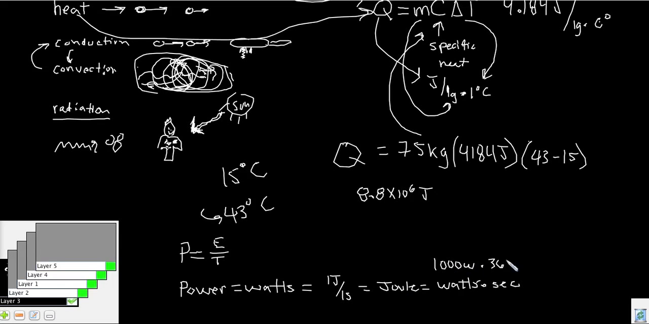So how many joules is that going to equal? Well, all we're going to have to do is multiply these out. So we're going to end up with 3.6 times 10 to the 6 joules. So 3.6 times 10 to the 6 joules is a kilowatt hour.